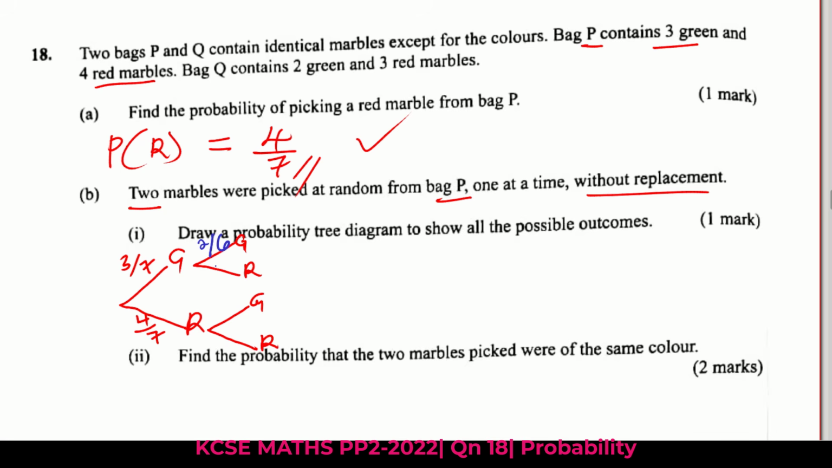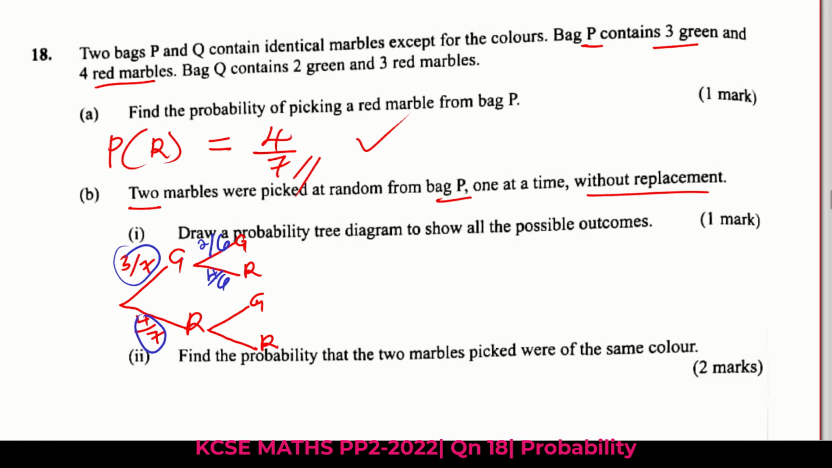Automatically, the other branch here for the red, you'll get 4 divided by 6. Why? Because the sum of the probabilities in each branch should be equal to 1. Like in this case, 3/7 plus 4/7 should get 7/7, which is 1. So the moment you get 2/6, automatically you know what is remaining to make that 1, 4/6, so that when you add, you get 6/6.